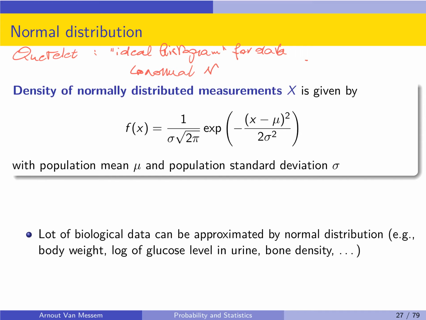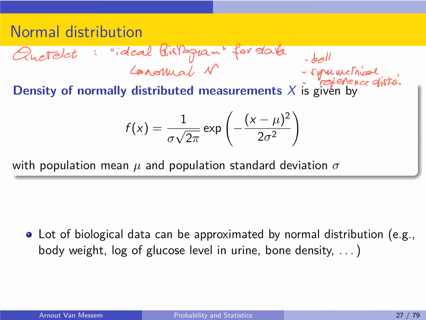Well, it is a bell-shaped distribution. It is symmetrical, and it is what we use as a reference distribution. So when we say that another distribution is heavy-tailed, this actually means that the tail of that distribution is heavier compared to the tail of a normal distribution.